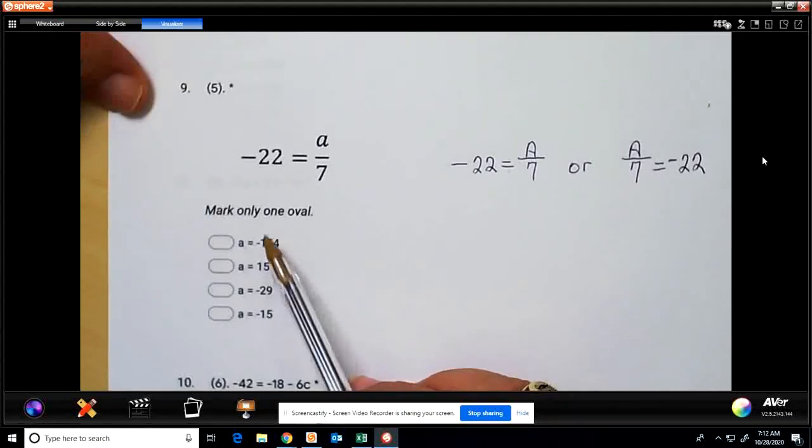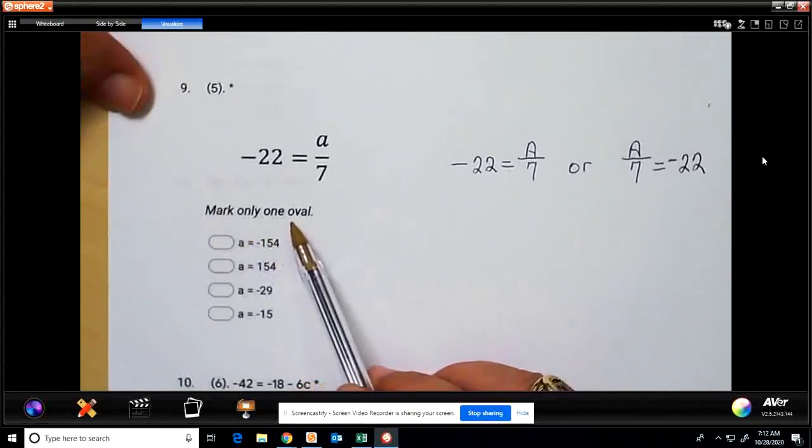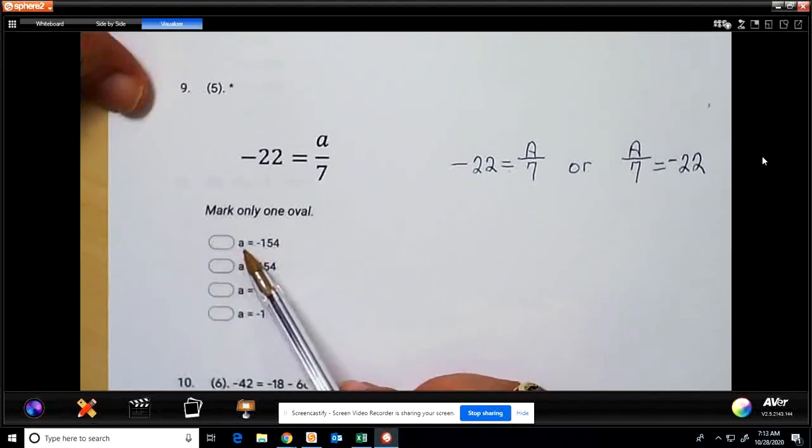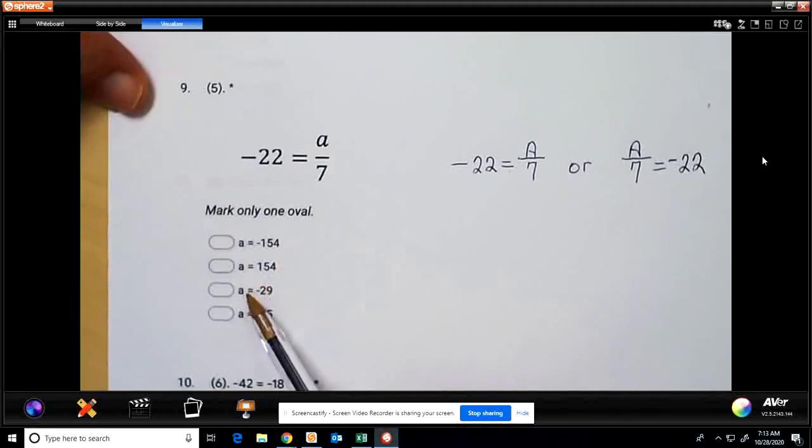Your answer choices are, mark only one oval. A equals negative 154. A equals 154. A equals negative 29. Or A equals negative 15.